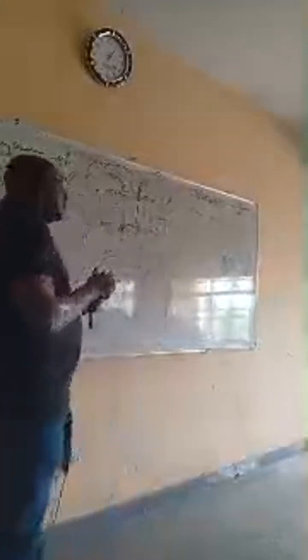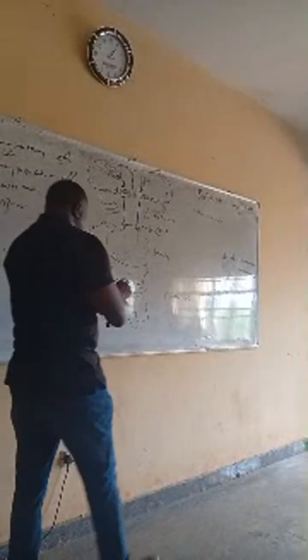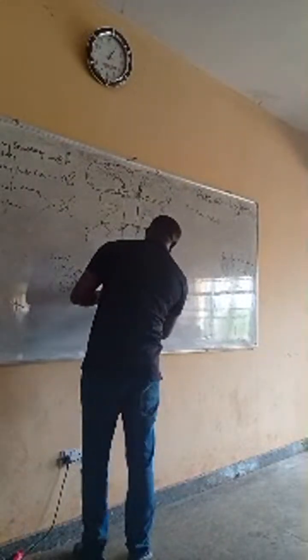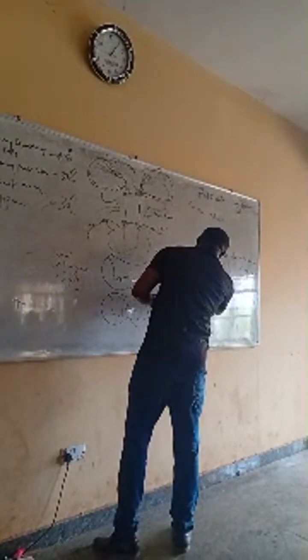They synapse with the alpha neuron. Then from there, the gamma neuron will go down to the muscles.